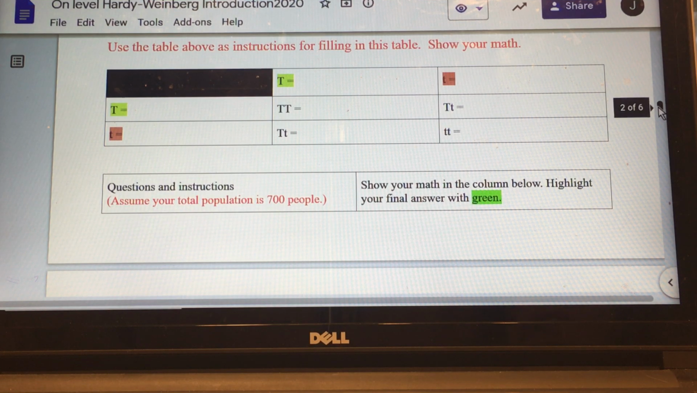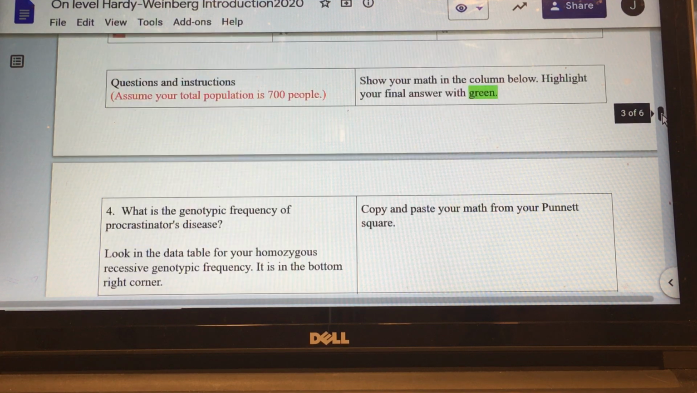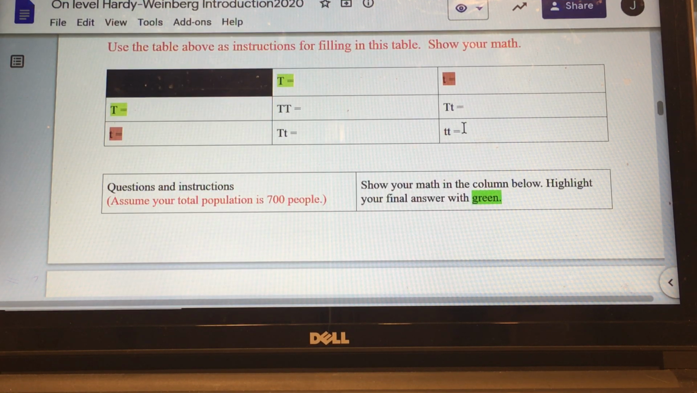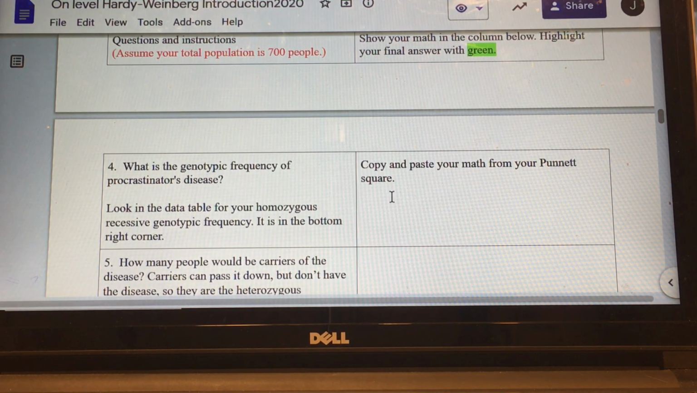Now, this is the hardest part. Once you have this part, the rest of this is much easier. So one thing that I noticed in the few that I've graded already is a lot of people just skipped number 4. It says copy and paste your math from your Punnett square for your genotypic frequencies of procrastinator's disease. And it says, look in the data table for your homozygous recessive genotypic frequency. It is in the bottom right-hand corner. So all you have to do for number 4 is go to here and copy and paste whatever is in this square and paste it here.